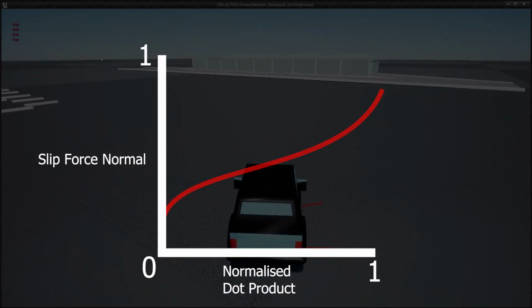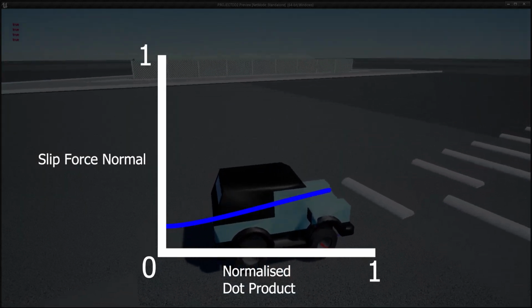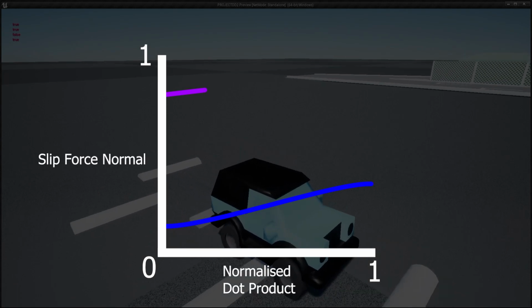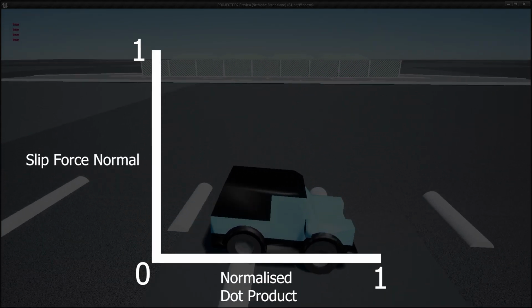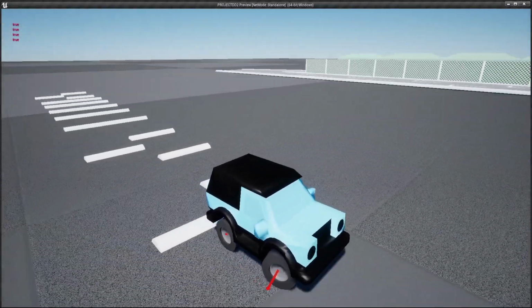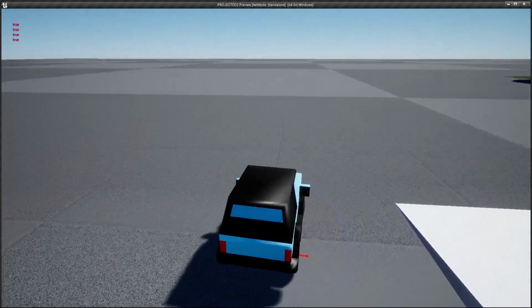If we want a drift car, we can lower the slip force even at higher dot products, or if we want a grippy F1 car, we can use a higher slip force at a higher dot product. Using the car's normalised dot product, we can measure the magnitude of speed the car is moving sideways, then apply our slip force against this.